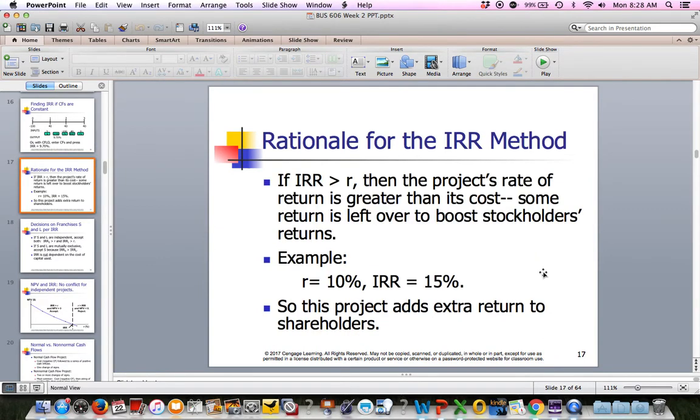So the rationale for the method is basically if the IRR is greater than R, essentially the weighted average cost of capital, you're good. Okay, so if I calculate an IRR of 15 and my cost of capital is 10, then I beat the hurdle rate. Okay, so I'm good. This project will add value to my shareholders.